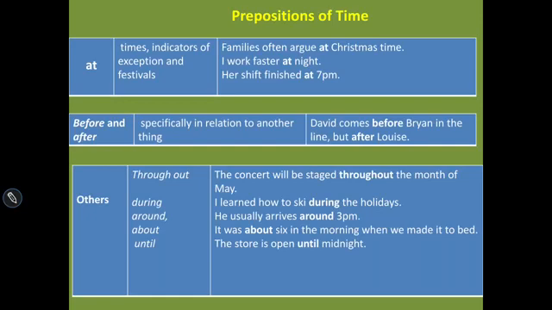Near about 3 p.m. About is also similar to around. It was about 6 in the morning when we made it to bed. Meaning, when we went to bed, it was approximately 6, but not exactly 6 o'clock. Next is until. The store is open until midnight. Means till midnight, and after that, the store will get closed.